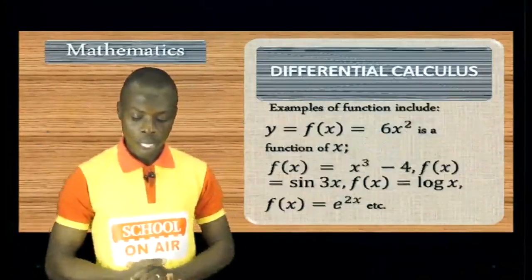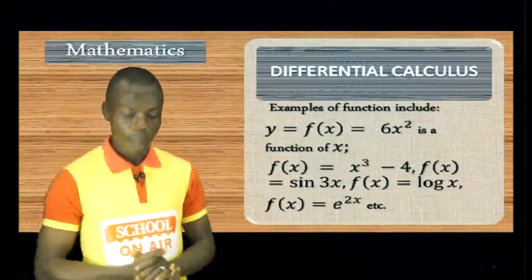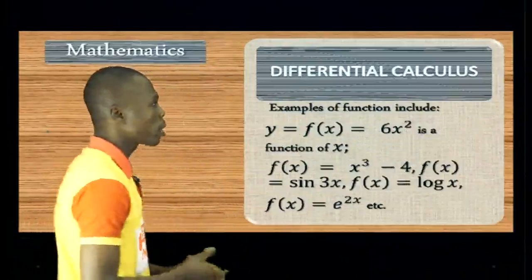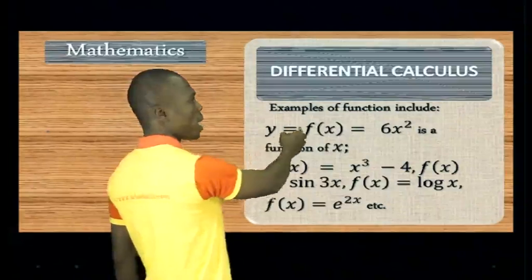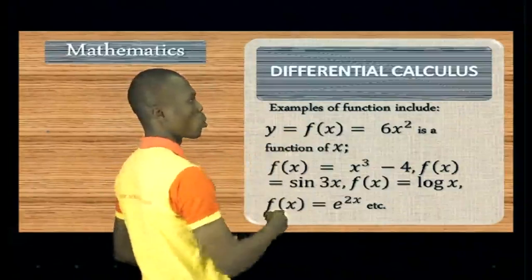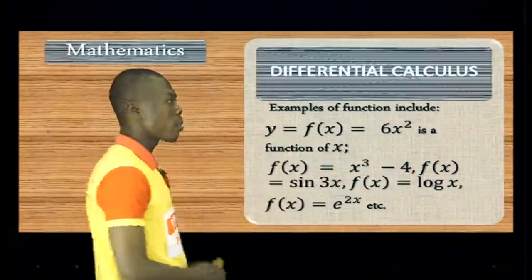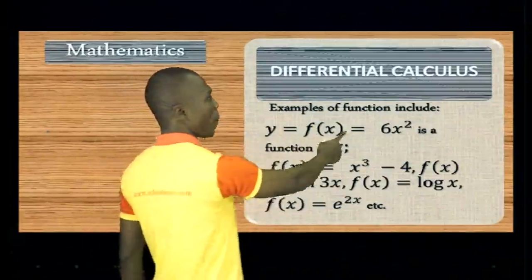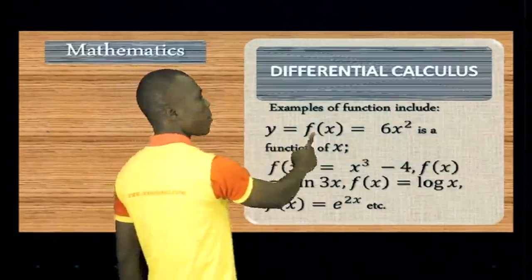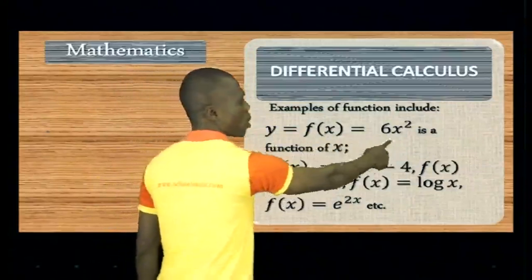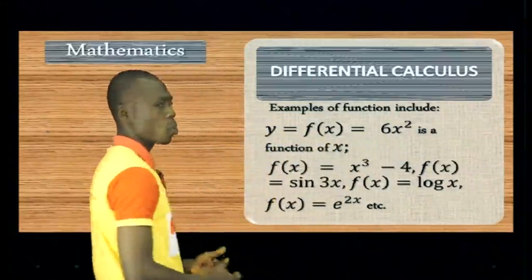Now quickly let's move on to see some examples of functions. I can have the function represented in this form: y is equal to f of x, which is equal to 6x squared. What that means is that the value of y depends on the value of x. So y in this case is a function of x, which of course is equal to 6x squared.